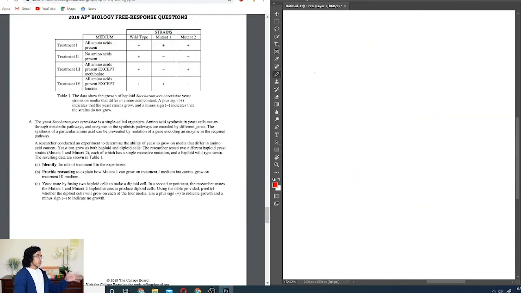Okay, 6, let's do it. The yeast Saccharomyces cerevisiae is... Why are these questions so long, bro? Occurs through a metabolic path. Okay, Jesus. Identify the role of treatment 1. Yeah, I just don't want to read this.